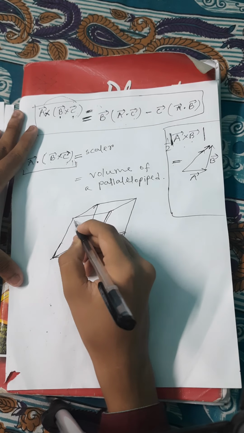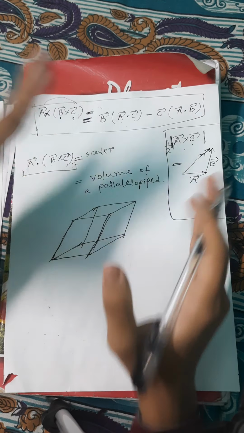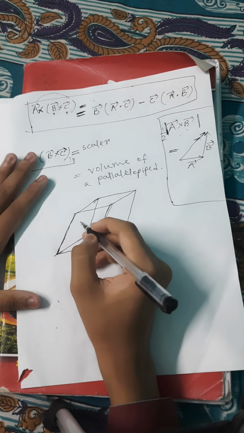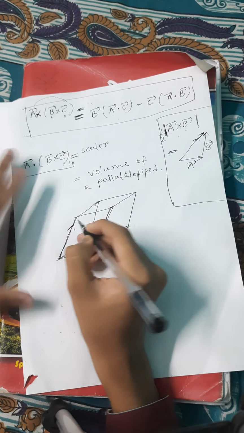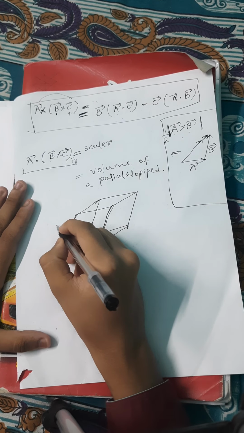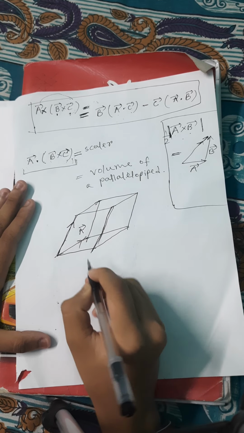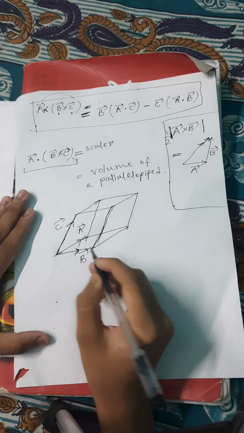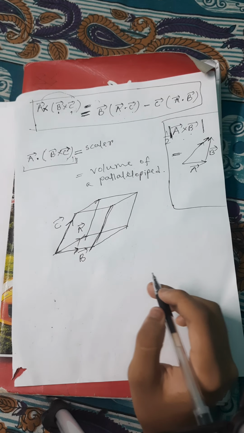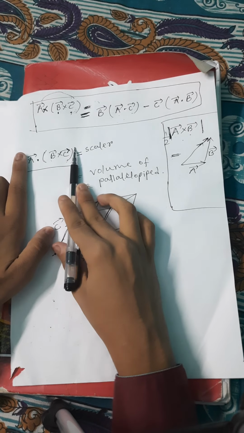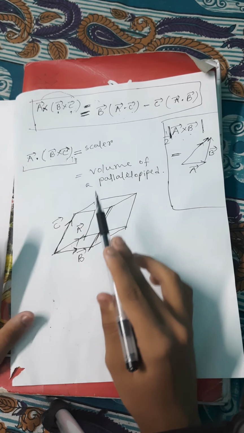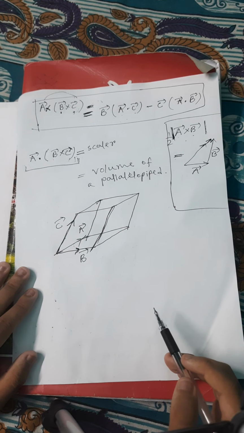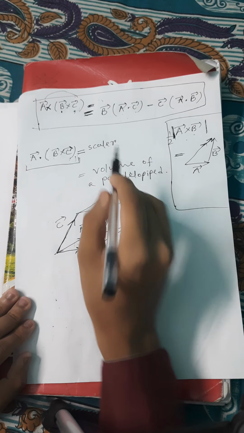So this is not a cube but a tilted cube, you can say. If this is A, B, and this is C, you can take any manner. Ultimately you have to take the modulus. A, B, C should represent the sides of this parallelepiped. Then the volume of the parallelepiped will be A dot B cross C.